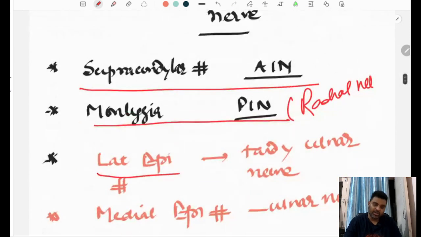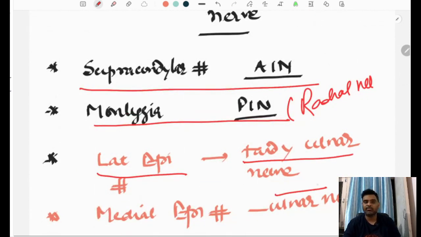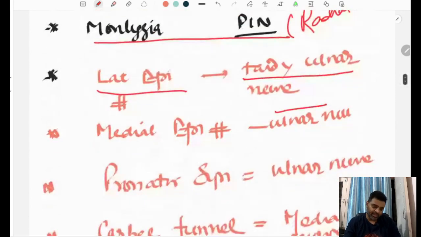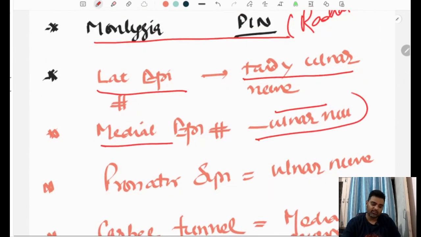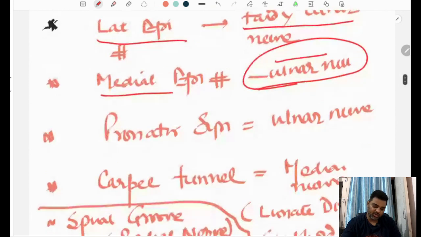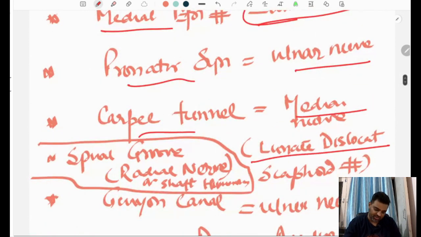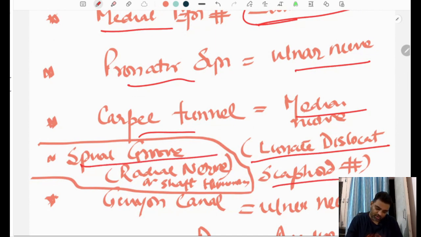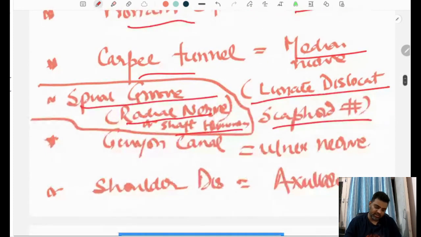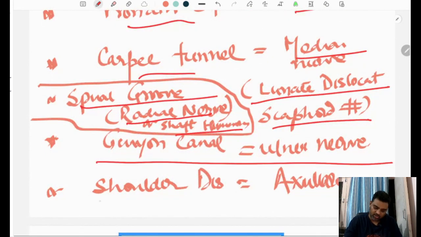In lateral epicondyle, we have tardy ulnar nerve palsy. In medial epicondyle, we have the ulnar nerve. In pronator syndrome, it is the median nerve. In carpal tunnel, it is the median nerve, that is lunate dislocation. In spiral groove or shaft of humerus, it is all radial nerve. Guyon's canal, ulnar nerve. Shoulder dislocation, axillary nerve.